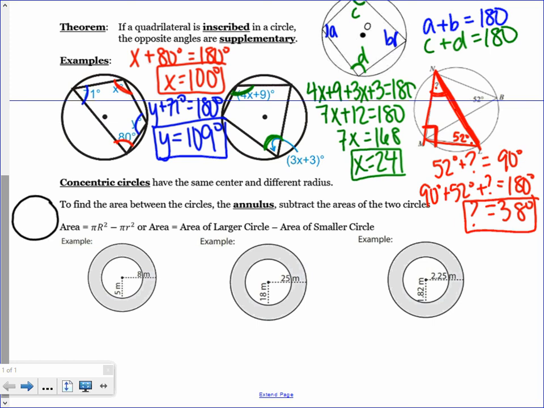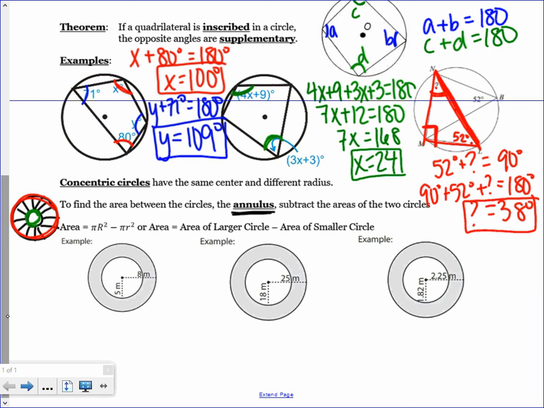I'm sure most of you know what a donut is. So a donut has a donut hole. The area between the circles is this part here. This is called the annulus. And to find that area, you're going to take the area of the larger circle and then subtract the area of the smaller circle. And that'll give you what is in between those two.